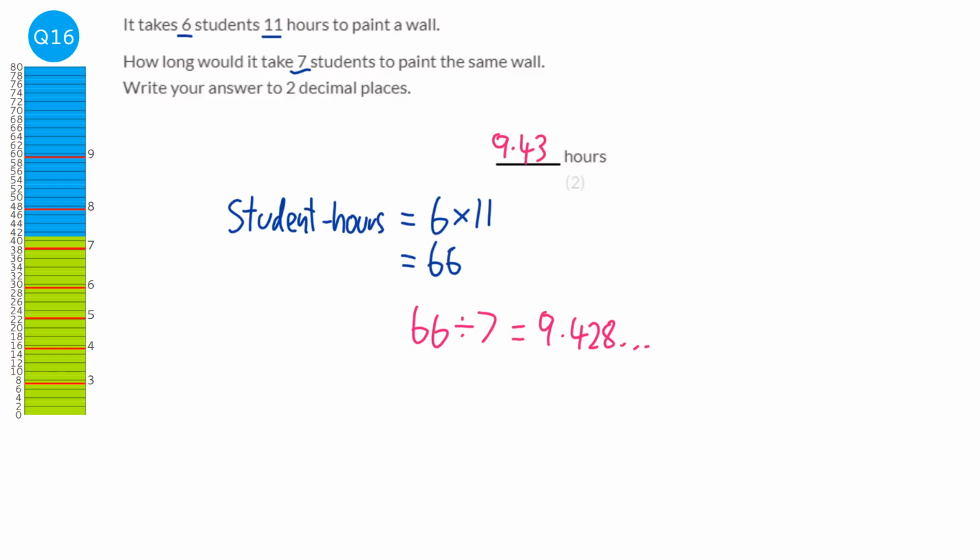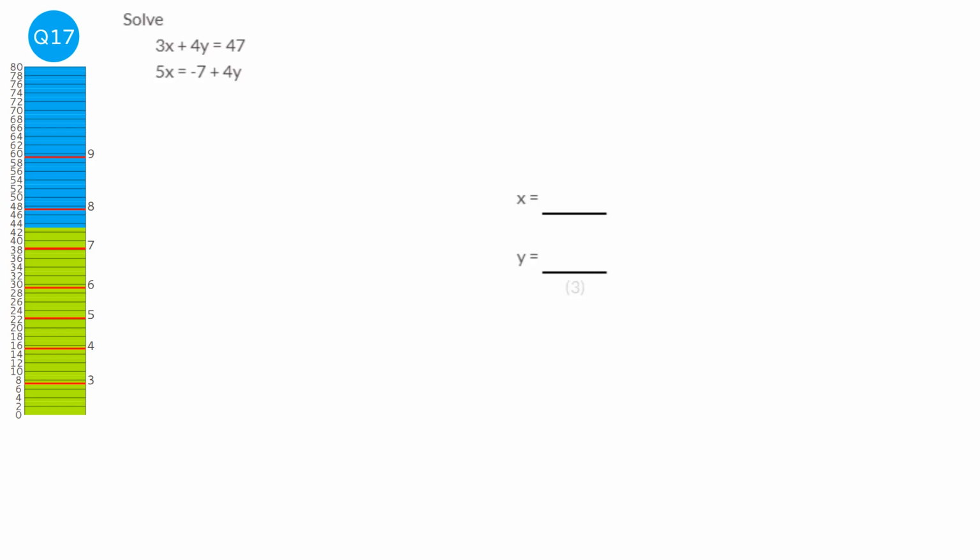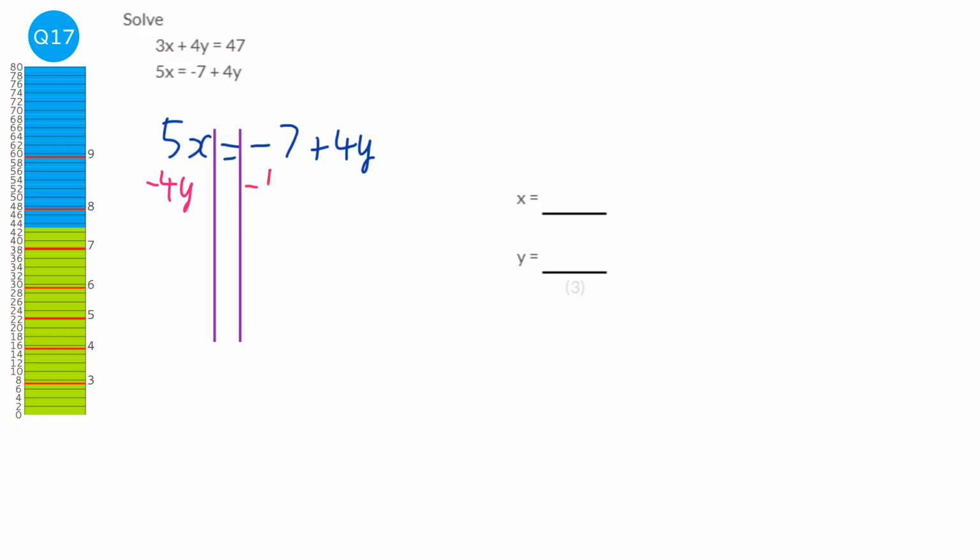So that sounds right. The first thing I notice is the second equation isn't really in the normal format for doing simultaneous equations. So I'm just going to rearrange it so that we have it where we want it to be. I'm going to put my lines in so I can rearrange. The first thing I want is the x's and y's on the same side. All I need to do is take away 4y from both sides, and we get 5x minus 4y equals minus 7.